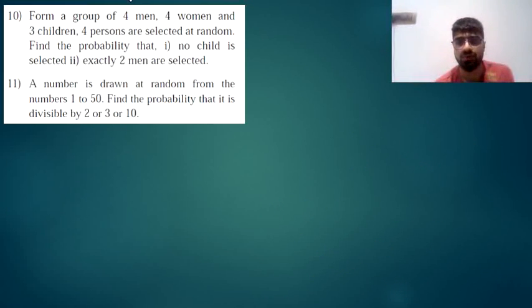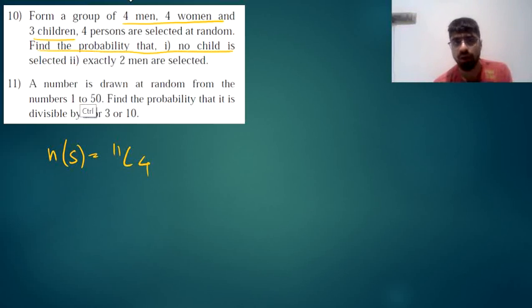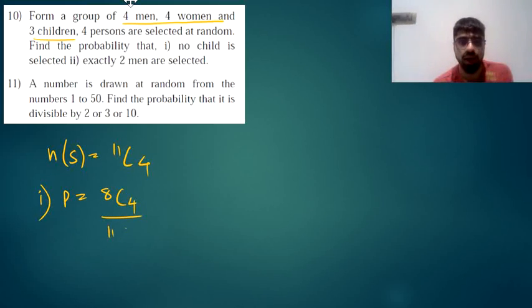The 10th question says, from a group of 4 men, 4 women and 3 children, 4 people are selected at random. So it's very clear that the total number of possibilities in the sample space is the total number of people, 4 plus 4 plus 3, which is 11. Out of 11 you are selecting 4 people. That can be done in 11C4 ways. Find the probability that no child is selected. If no child is selected, then the selections have been made from 4 men and 4 women, that is 8 people. And in that case, to answer the first question, 4 people out of 8 can be selected in 8C4 ways, and n of S being 11C4, so that's your probability.